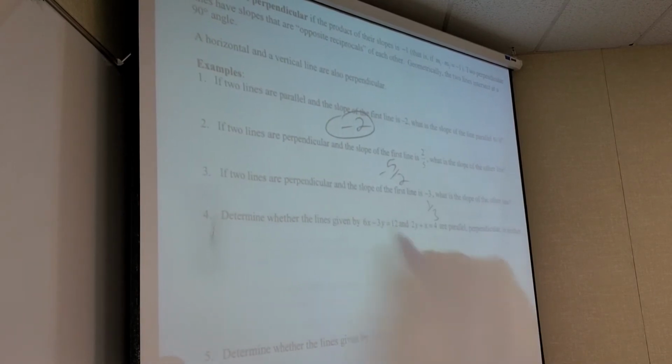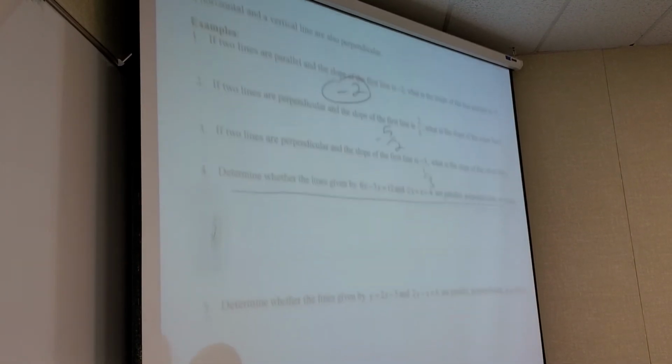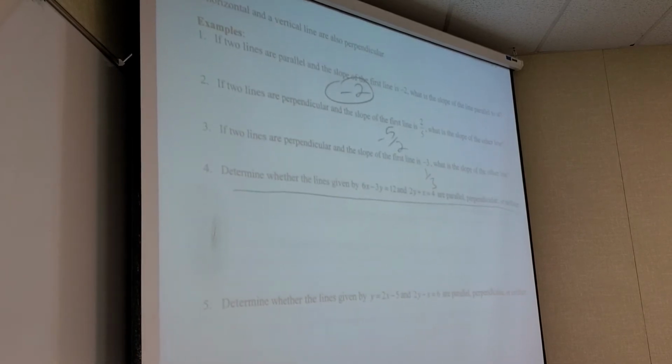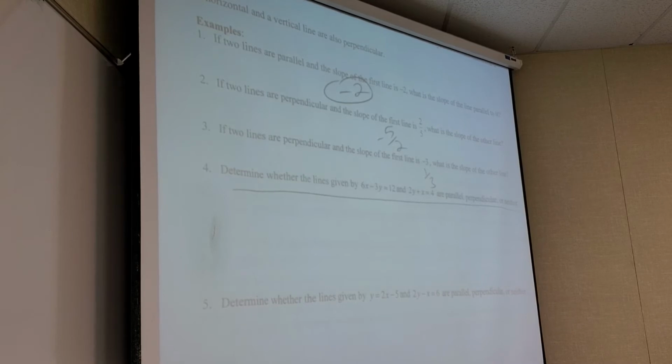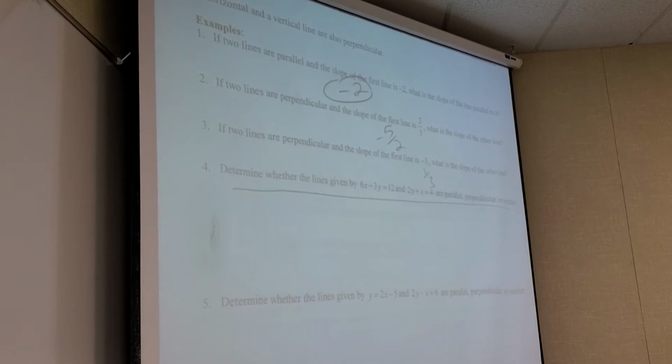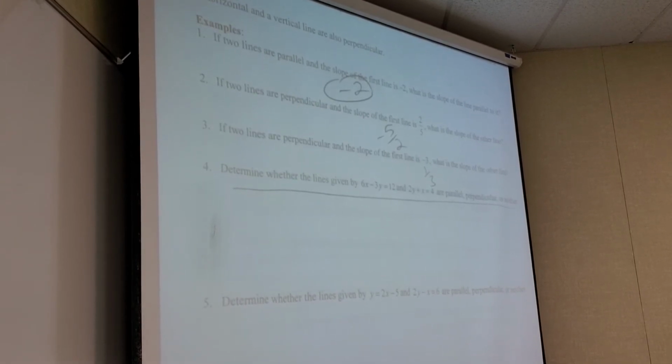Now, how do you do this? If I ask you if two things are parallel or perpendicular, what must you know to be able to tell? Their slopes. Can you figure out the slope for each of those? What's the best way to figure out the slope for those? Solve it for y. Figure out the slope for each of those lines that I give you, and then you can tell if they're perpendicular, parallel, or neither.